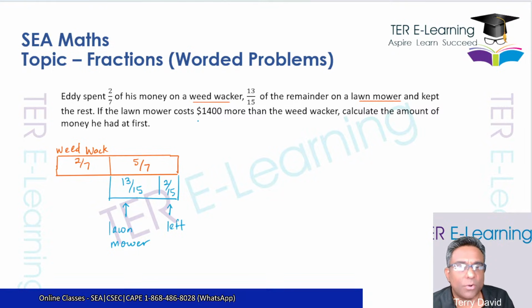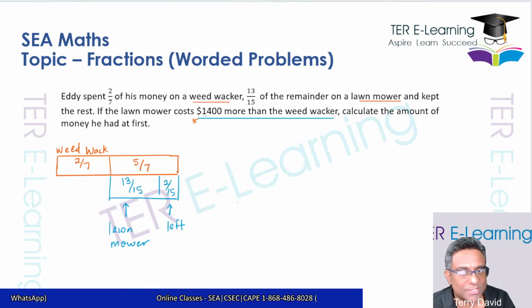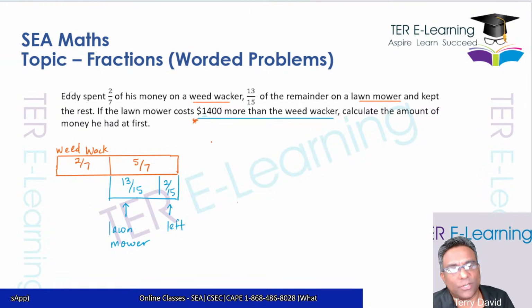Now the lawnmower costs $1,400 more than the weed whacker. Now this part here is where we need to be careful. That information they're giving me here is the difference in the cost between the weed whacker and the lawnmower. All right, so how are we going to do this one? Since this represents the difference in the cost, I should first find out the fraction for the weed whacker.